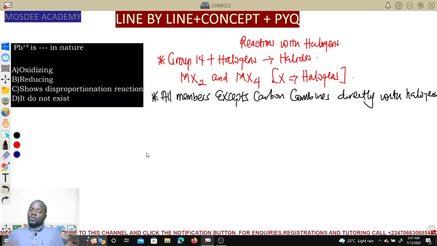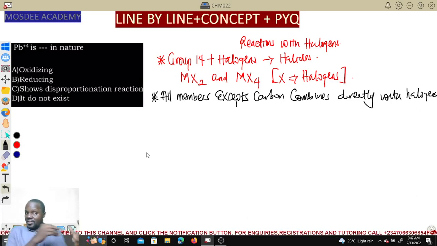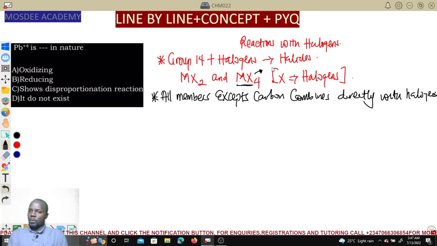So carbon needs some condition, ultraviolet ray. You remember the substitution reaction in organic chemistry; I am not going into that. Please note that. Always keep it in mind: the MX4, that is the member plus halogen, having a plus 4 oxidation state, is said to be more covalent. They are covalent in nature. You know that carbon is covalent in nature.